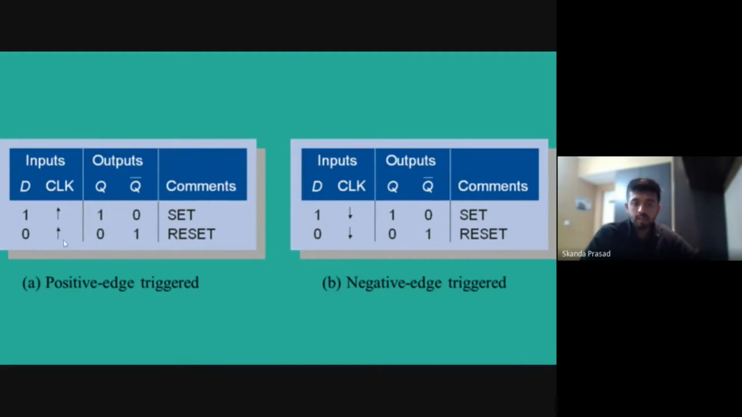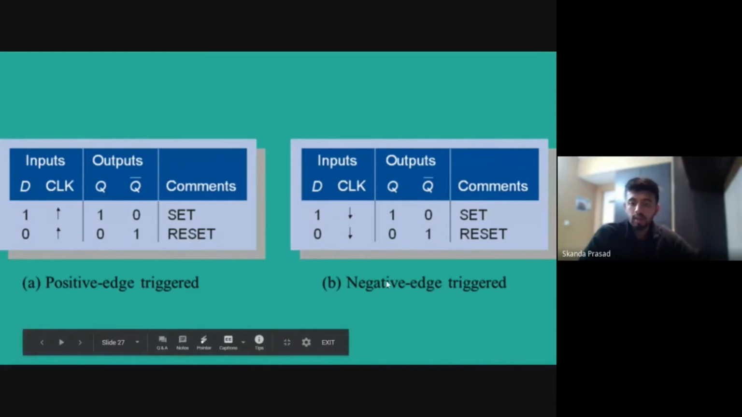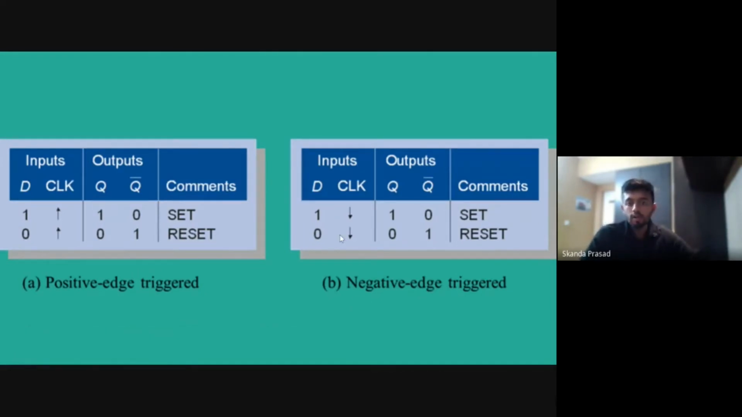Similarly, 0 and 0. And if it is negative edge triggered, at the falling edge of the clock, the clock is basically at periodic intervals 1 0 1 0. It will keep giving you that so that things can happen at a synchronous pace. The same thing: the output will be the same as the input, but at the falling edge of the clock.